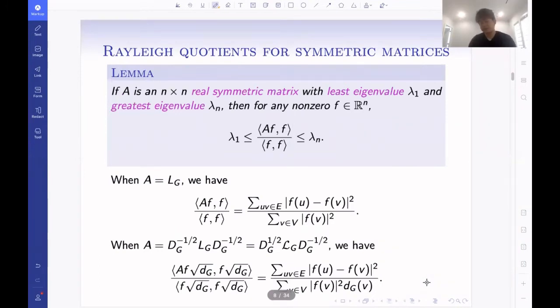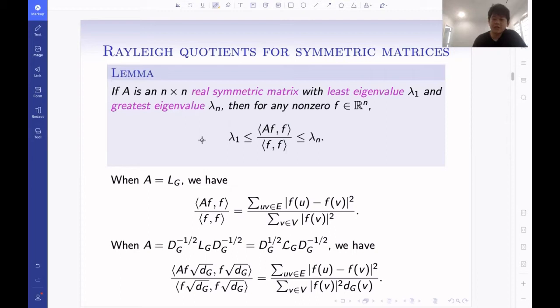Okay, so one thing you can do with spectral graph theory, which is the study of these matrices associated to a graph, is try to do linear algebra with it. So we know that if A is an n by n real symmetric matrix, for example, the combinatorial Laplacian is a real symmetric matrix, then it has n real eigenvalues.